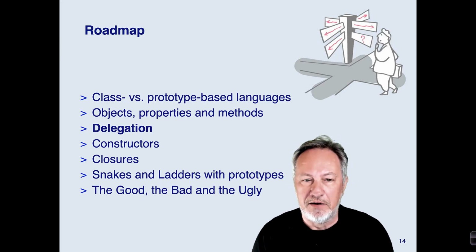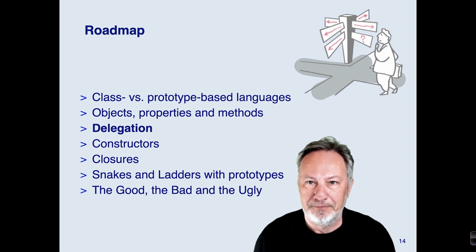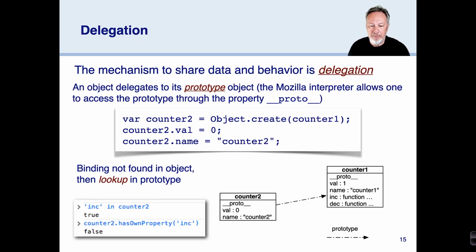Let's have a closer look at how delegation works now. As I mentioned earlier, delegation is the key mechanism, essentially the only mechanism for sharing data and behavior in a prototype-based language. So it completely subsumes the use of inheritance. Every object has a so-called prototype, and it may even have a chain of prototypes. This replaces the notion of a chain of superclasses in an object-oriented language.